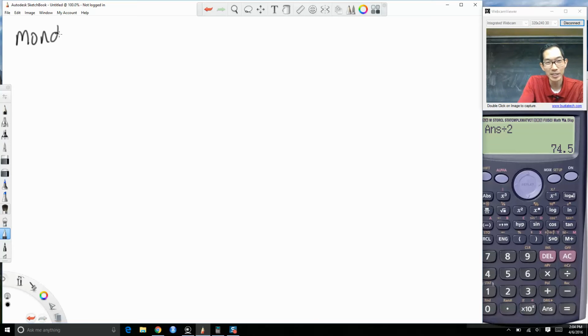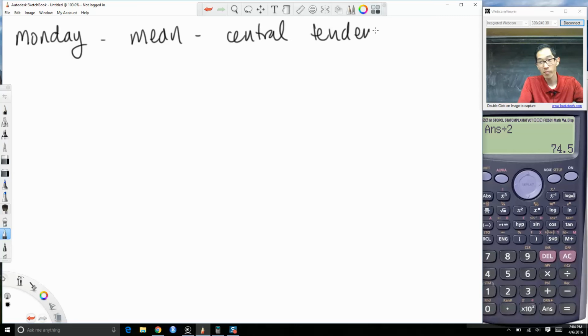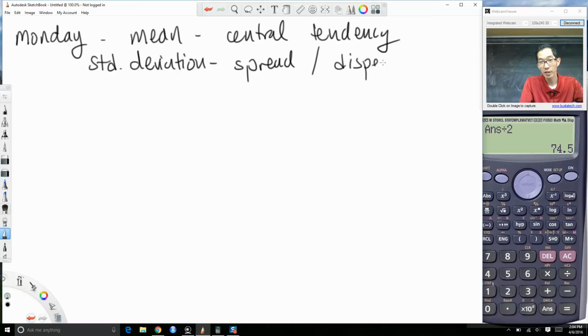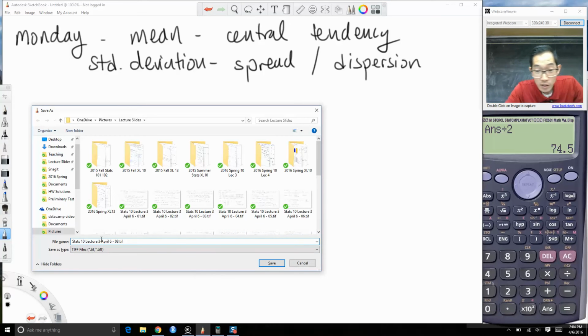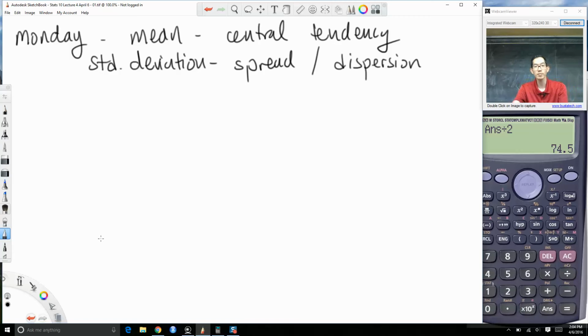On Monday we talked about the mean as a measure of central tendency, and we talked about the standard deviation as a measure of spread or dispersion. This is lecture 4, April 6th. So this is what we have.